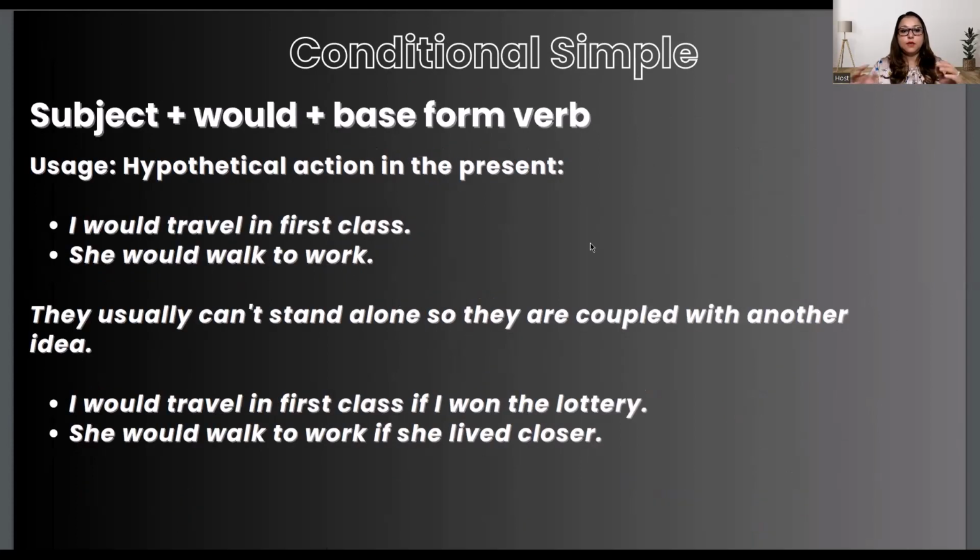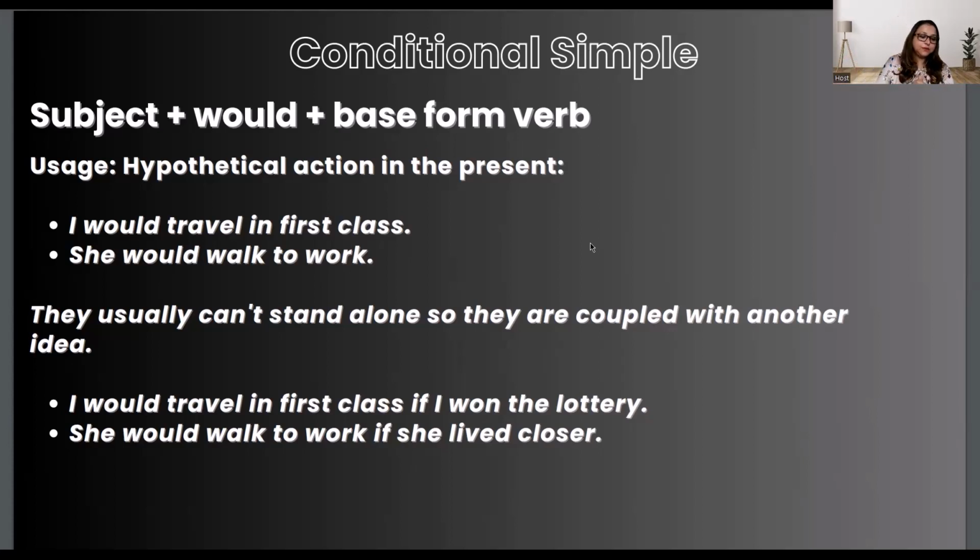Conditional simple, hypothetical action in the present, and the structure would be subject, would, first form. I would travel in the first class. She would walk to work, but they usually can't stand alone. They are coupled with another idea. I would travel in the first class if I won the lottery. She would walk to work if she lived closer.